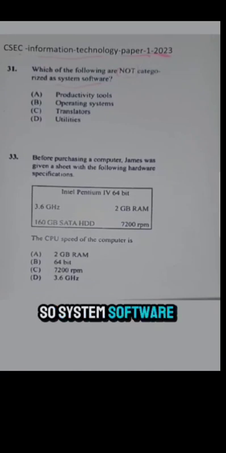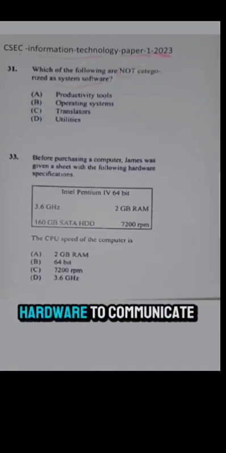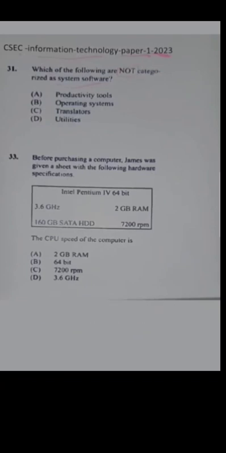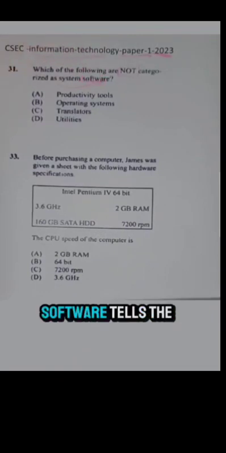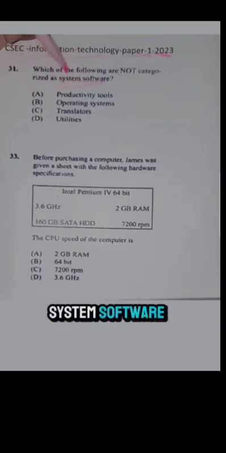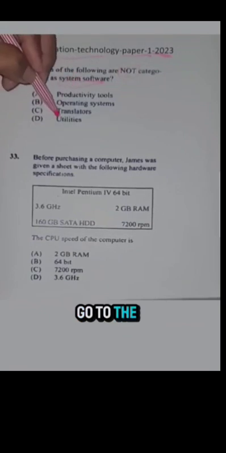So system software is software that manages the hardware to communicate with the software, because if you just have a computer and you don't have any sort of software to tell what the mouse should do, what the CPU should do, the hardware, the mouse, the keyboard, the screen, they all need to be told what to do. So that is what software is. Software tells the hardware how to interact with each other, and they do that via the system software. Right, so let's go to the options.